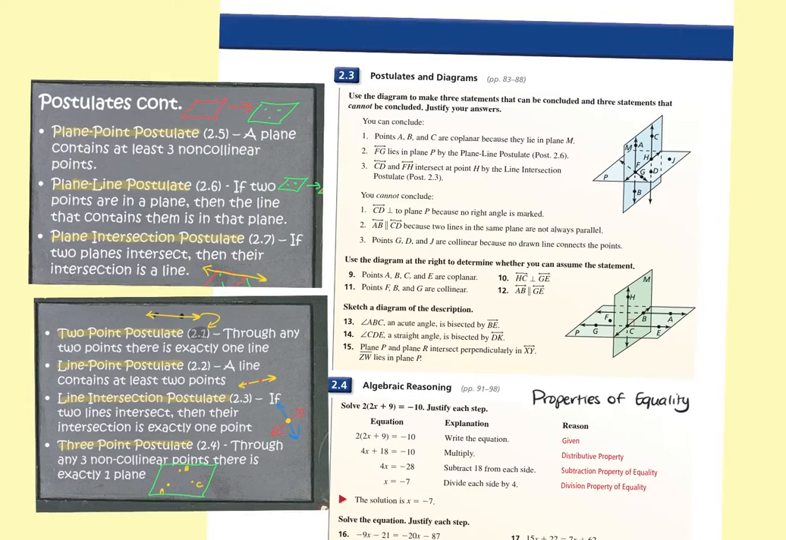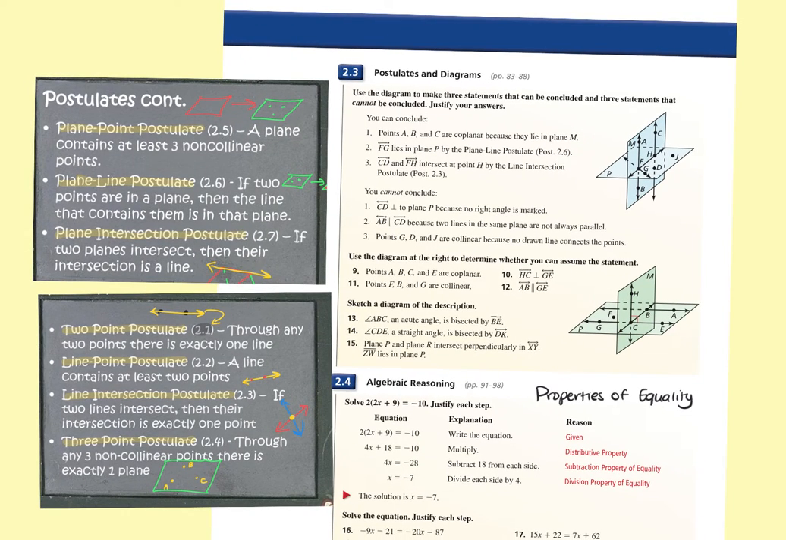2.3 was where the postulates came into play. So the plane point postulate said a plane contains at least 3 non-collinear points. So if you could picture it, because you had that on your quiz and you had it in the homework, okay? It would have been just a plane and then a plane drawn next to it with 3 non-collinear points.